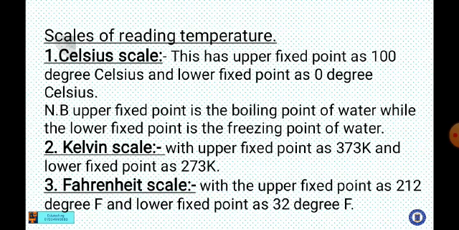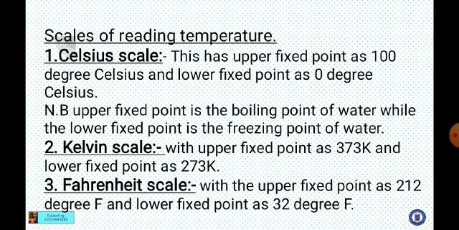The second scale we have here is the Kelvin scale. The Kelvin scale has the upper fixed point as 373 Kelvin and the lower fixed point as 273 Kelvin. So the boiling point of water while using Kelvin scale is 373 Kelvin and the freezing point is 273 Kelvin.